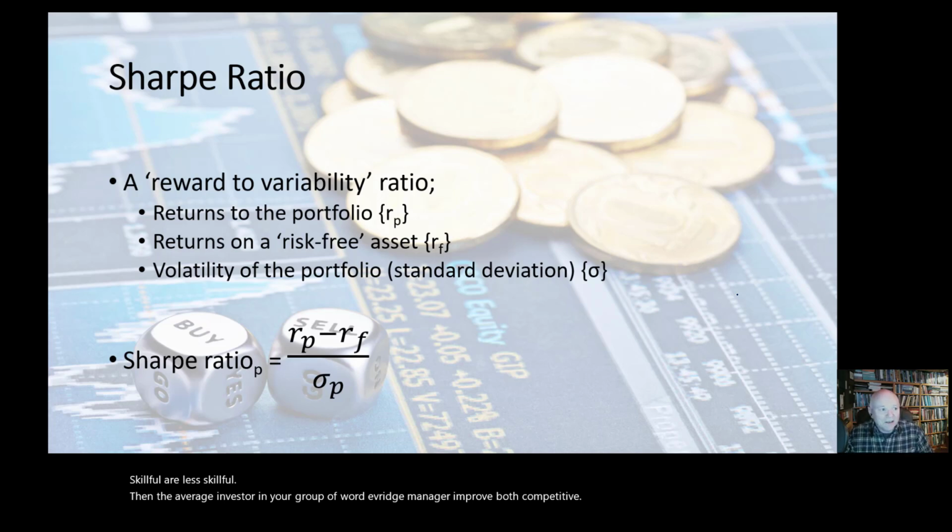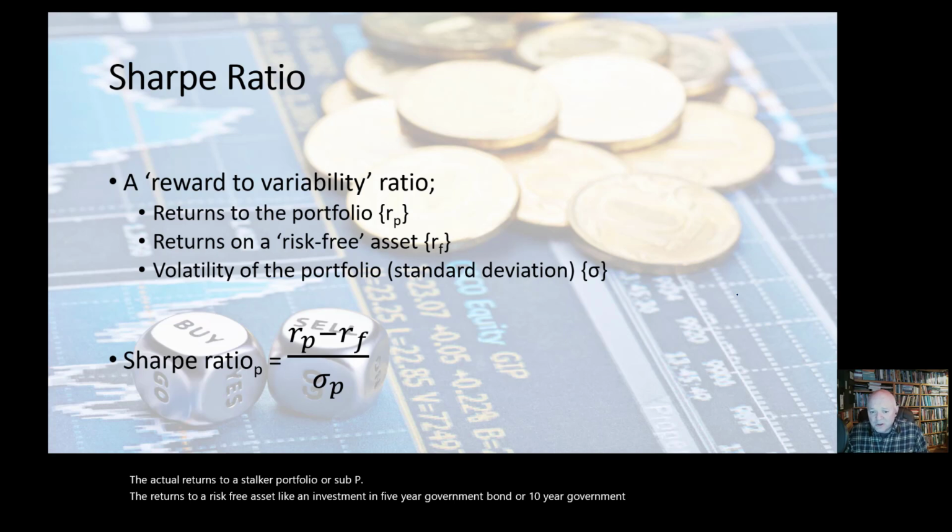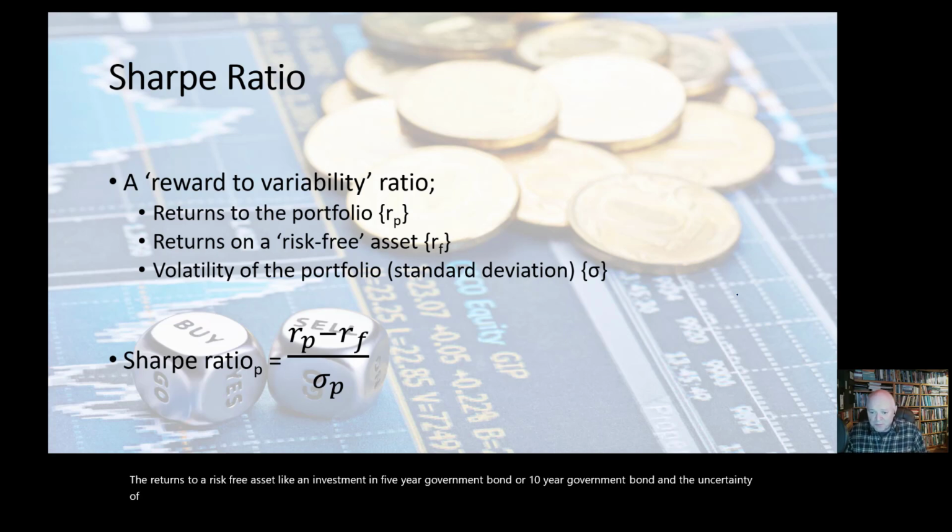Essentially, it's considered to be a reward to variability ratio. And the calculation of it says that we need to have 3 bits of information. The actual returns to a stock or a portfolio, R sub P. The returns to a risk-free asset, like an investment in a 5-year government bond or a 10-year government bond. And the uncertainty or variability of the portfolio as measured by the standard deviation of that portfolio.